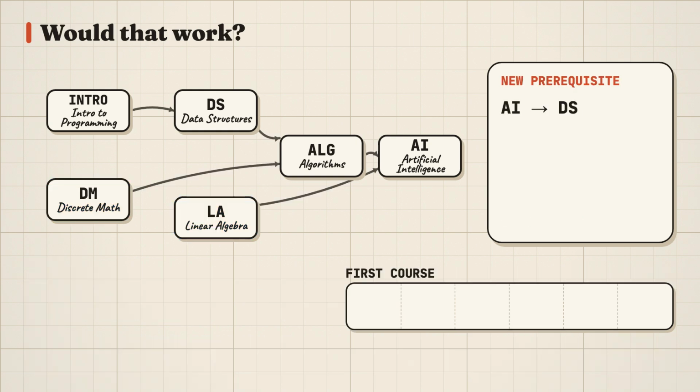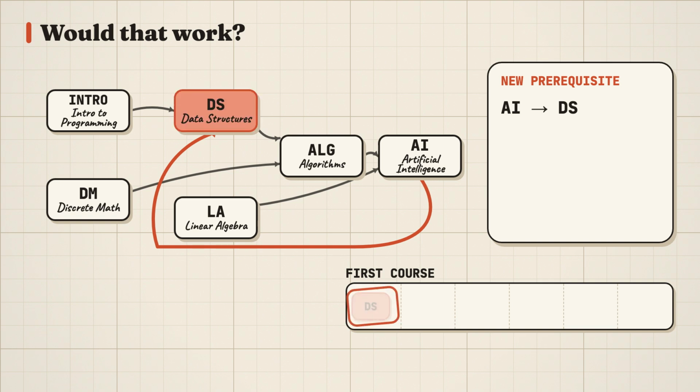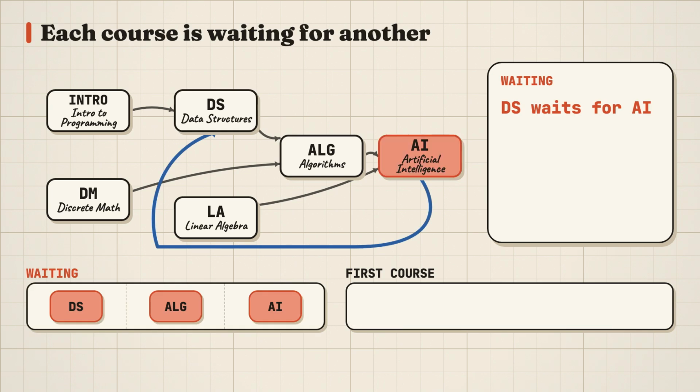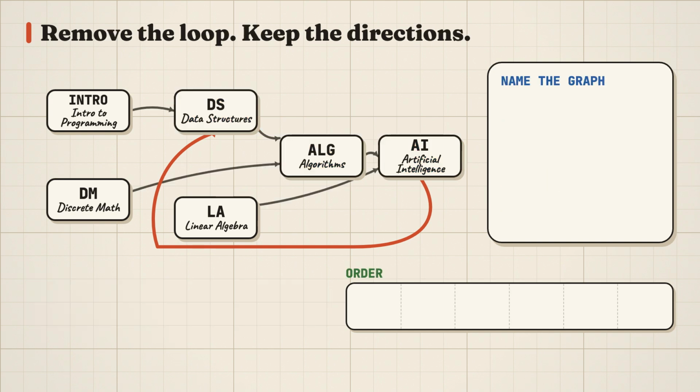Now suppose Artificial Intelligence is also a prerequisite for Data Structures. Would that work? No, you could not take Data Structures until Artificial Intelligence was completed. But Artificial Intelligence needs Algorithms, and Algorithms needs Data Structures. Each course is waiting for another course in the same loop, so none of them can go first. This loop is called a cycle. Real course plans should not have a loop like this.